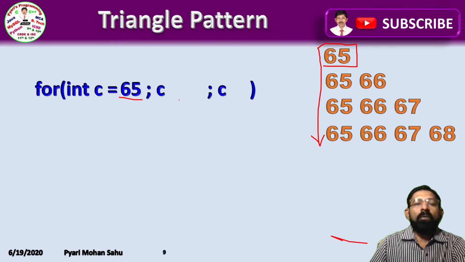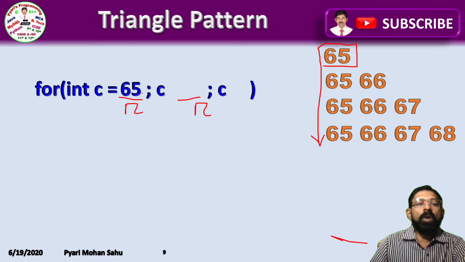After that, I will check. As I said, your inner loop depends upon the outer loop. So either one will depend. This one will depend upon the outer loop R, or this one will depend upon the outer loop R. Already we have decided this is beginning with 65. That means this is obviously R. But we don't know whether it is less than or greater than.